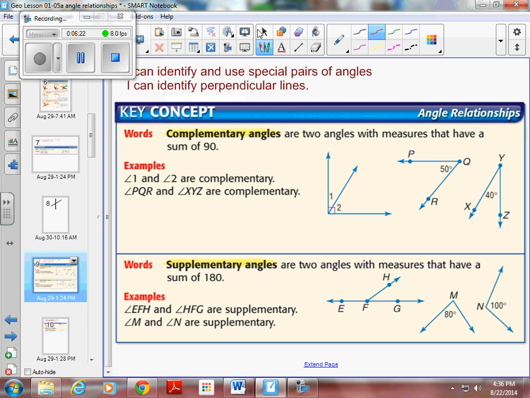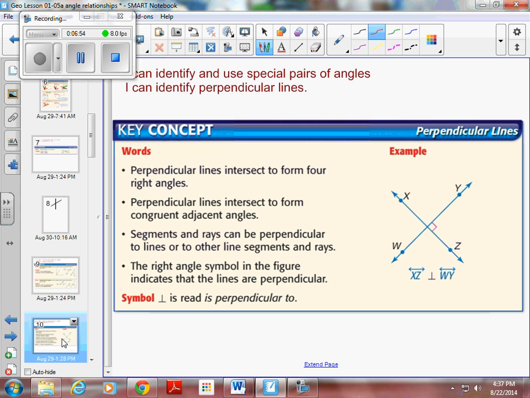Complementary angles, again: angle 1 and angle 2 here add to be 90 degrees. Angle 50 and angle 40 over here add to be 90 degrees. They don't have to touch. They can, but complementary just means they add up. The 50 plus 40 equals 90. They are complementary. Same thing with supplementary. These two angles form a straight line. They are a linear pair, so they have to be supplementary. They form 180 degrees. These two are also supplementary. They don't have to touch. So 100 plus 80 is 180, so they are supplementary.